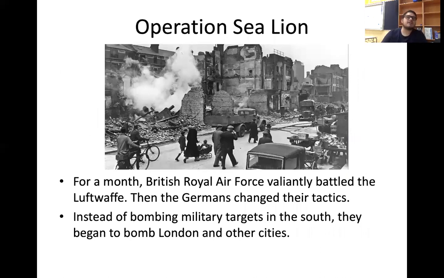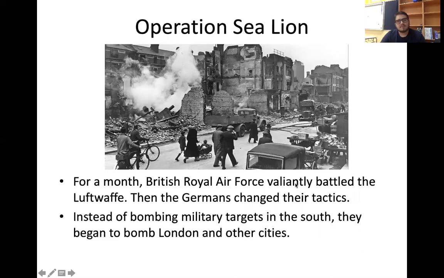So as you can see here, class, this is what Operation Sea Lion looked like. They're going to go ahead and just completely firebomb most of the cities, right? Most of Manchester, most of Liverpool, most of Merseyside, most of Cardiff, most of Newcastle, London, all of these cities are going to be looking exactly like this.